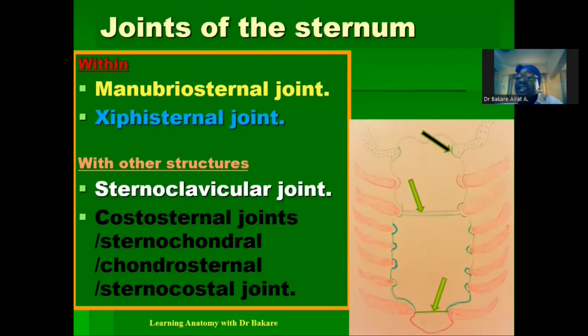Then we have the costosternal joints, which are joints created between the costal cartilages and the sternum. These are the costal cartilages highlighted in red, and you can see that they are connected to the manubrium region. They are also connected to the body of the sternum and also the xiphoid process. These costosternal joints can also be referred to as the sternochondral joints, the chondrosternal joint, and also the sternocostal joint. Depending on how you break the name down, it still means the joint created between the sternum and the costal cartilages.